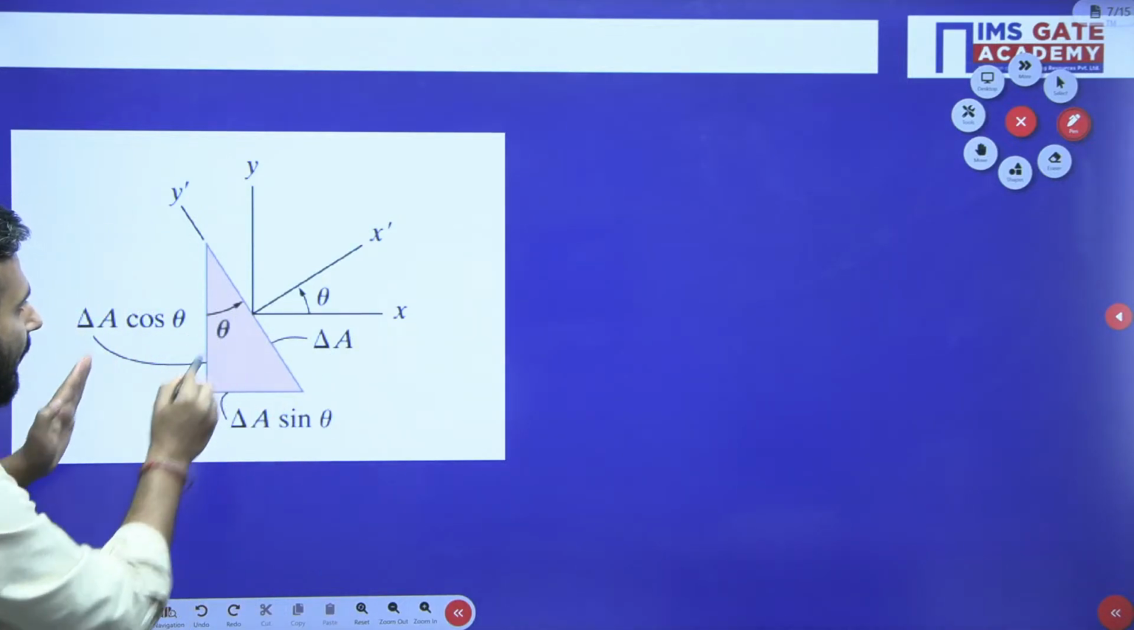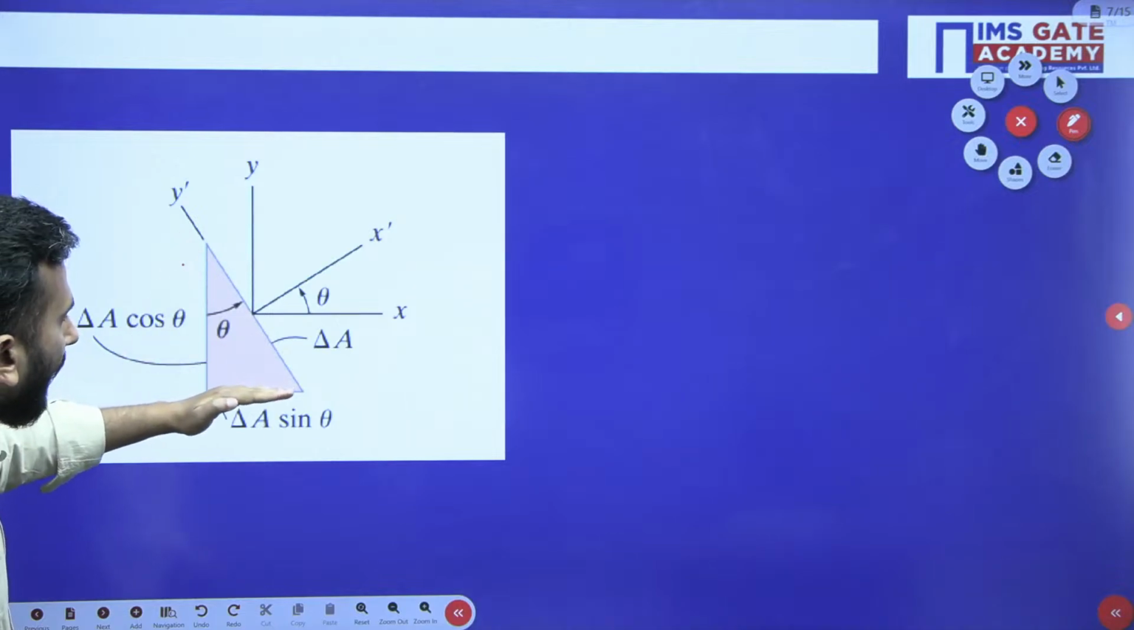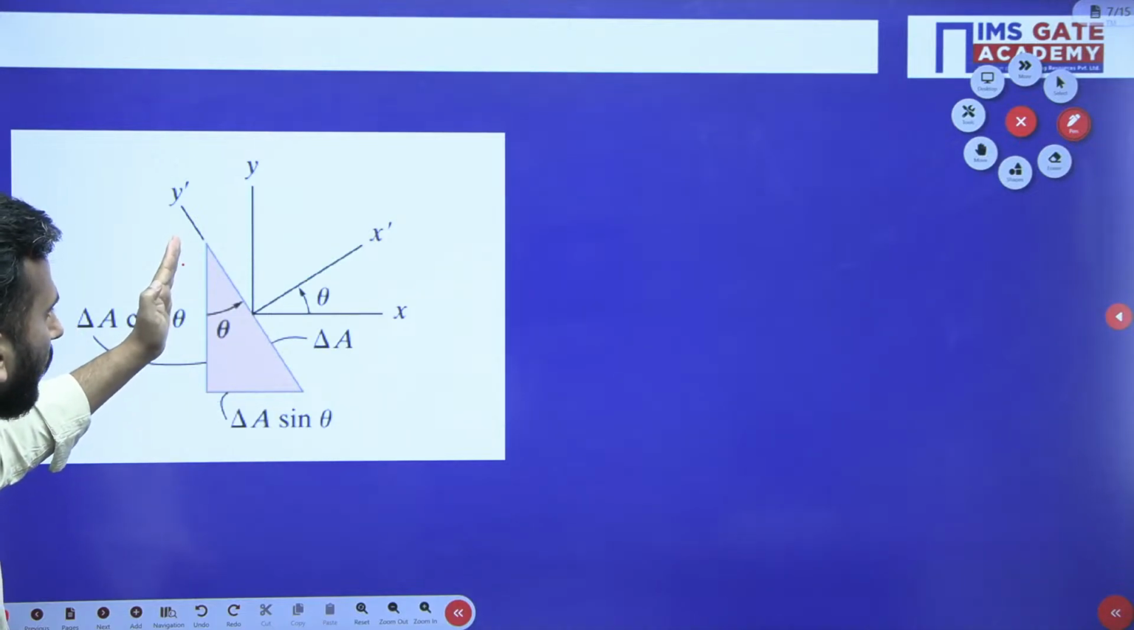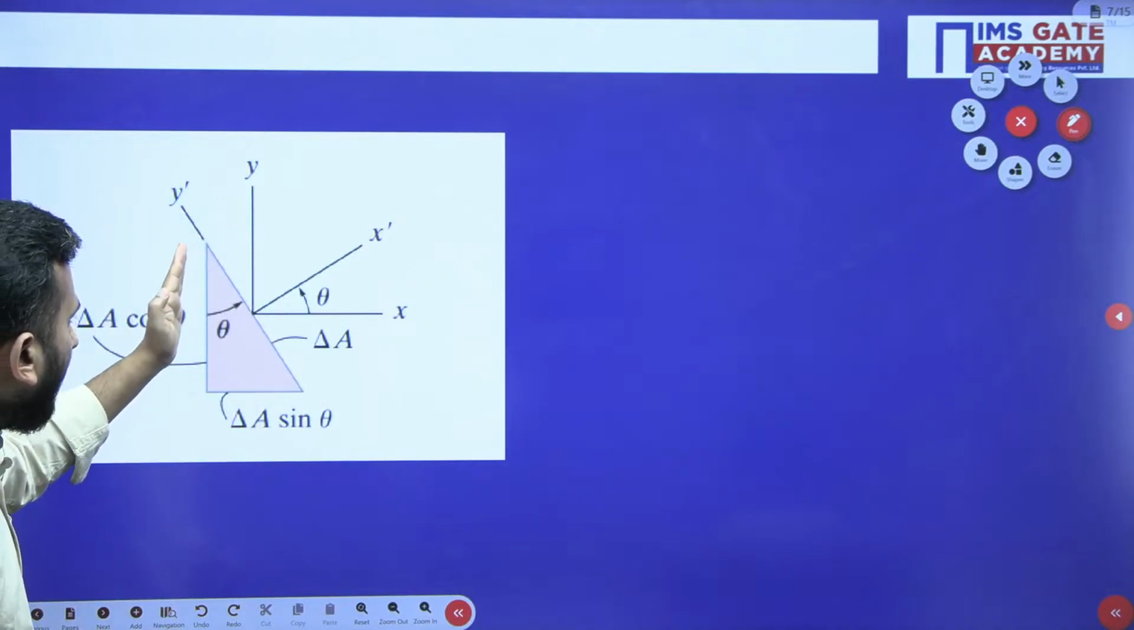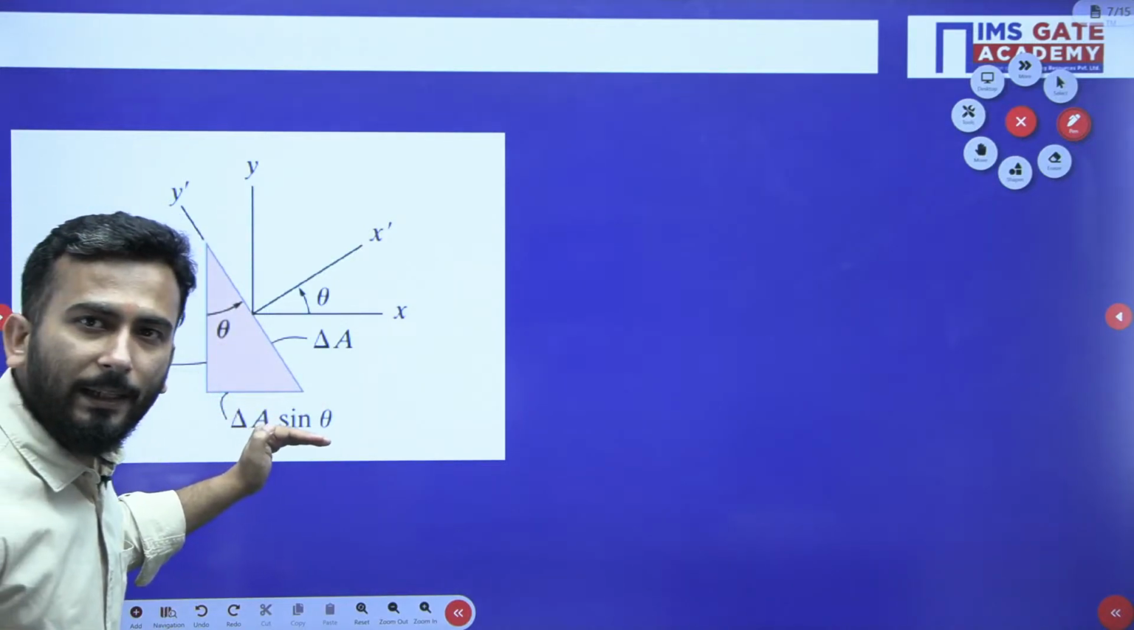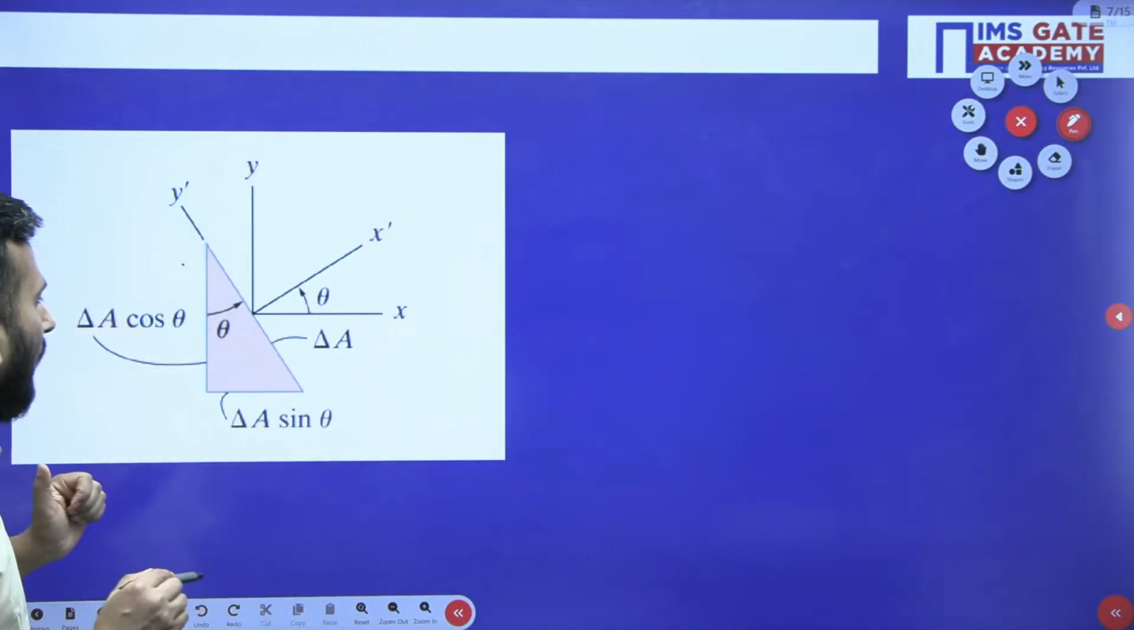So this is theta. By method of projections, can we find out that this will be delta A cos theta and this will be delta A sin theta? We can very easily find out. This will be delta A cos theta and this will be delta A sin theta. Area we can easily find out.